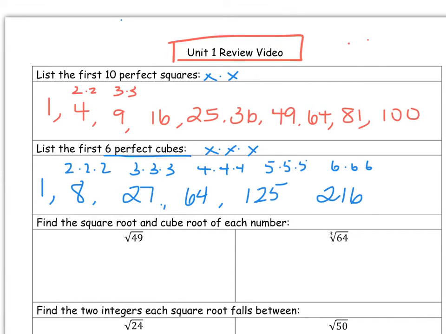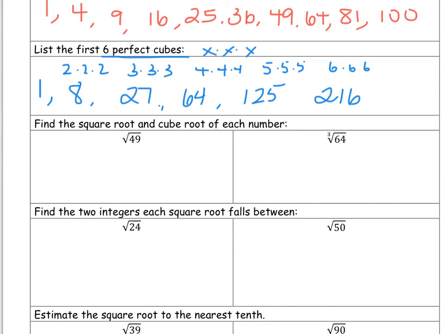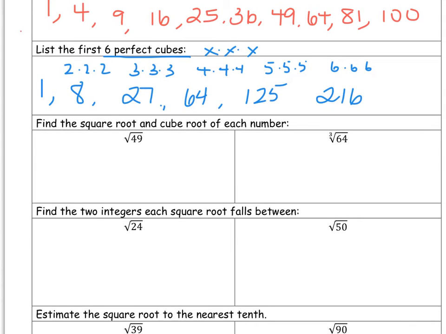So on to finding the square root and the cube root of each number. The square root of 49, so we have to think of what number we can multiply by itself twice that will give us 49. And we know that the square root of 49 is 7 and negative 7, because 7 times 7 equals 49 and negative 7 times negative 7 equals positive 49.